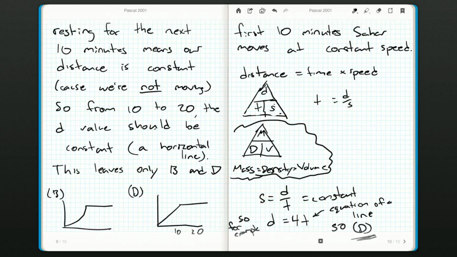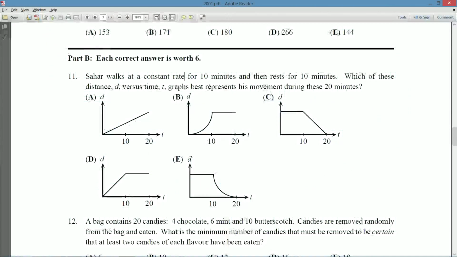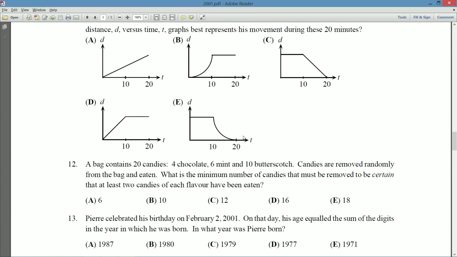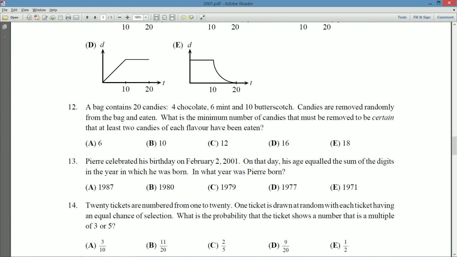So D is going to be our final answer, and that's question number 11, a nice little thinking problem rather than some actual math. I don't think we did a single real calculation here. So that makes it a very nifty question. It sort of stands out.